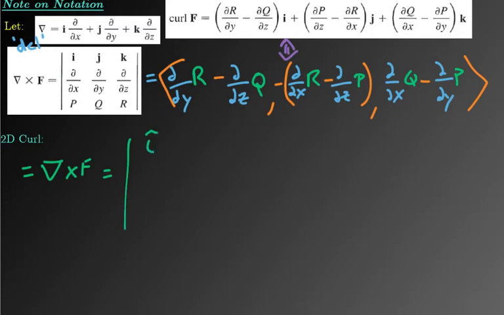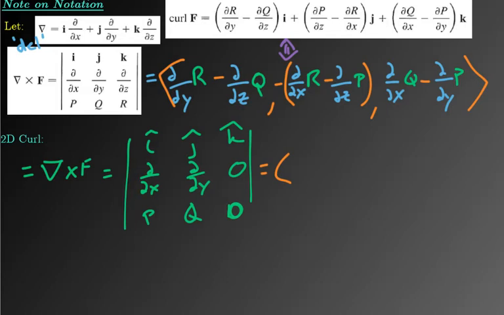And so we're going to get i hat, j hat, k hat. And then we have partial with respect to x, partial with respect to y, and then we have nothing in k, and then we have P and Q, and nothing in R. So now, if you do this out, if you look at what's going to happen here, when you blank out the first ones, you're going to get 0 minus 0, right? So you're going to get nothing there.